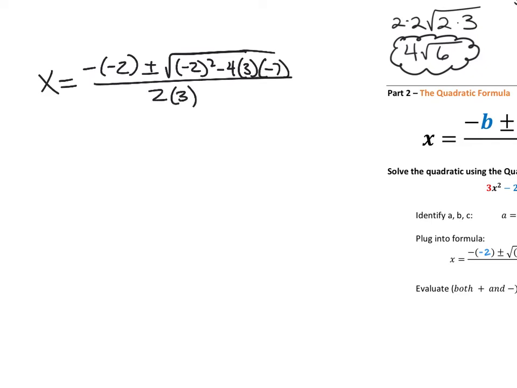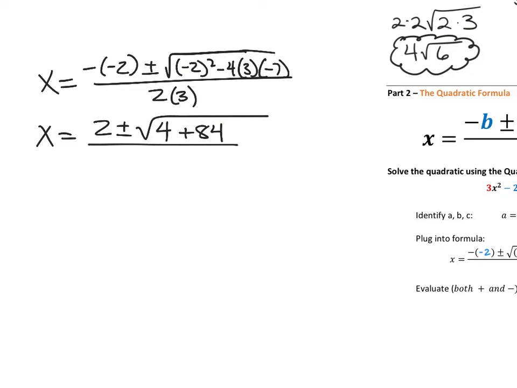Now that's a lot, so I'm going to start simplifying this using math rules. Minus a minus is a plus, so minus negative 2 is plus 2. Then we have the square root of b squared. Well, negative 2 squared, that's 4, minus 4 times a times c. That's actually 4 times 3 times negative 7 is negative 84. So if I subtract a negative 84, it's just like adding 84. All over 2a, 2 times 3 is 6. I'm going to keep reducing this down. 4 plus 84 is 88.